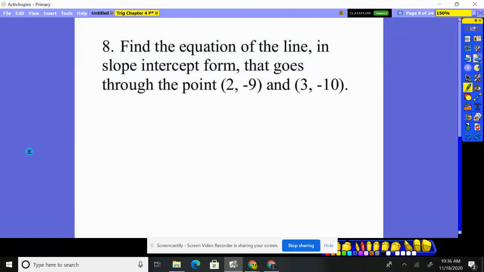Number 8, find the equation of the line in slope-intercept form that goes through the points (2, -9) and (3, -10). We will always use the point-slope formula whenever we have to find an equation. The only thing we ever have to search for is the slope. Well, I can find the slope between two points. That's the change in my y's over the change in my x's.